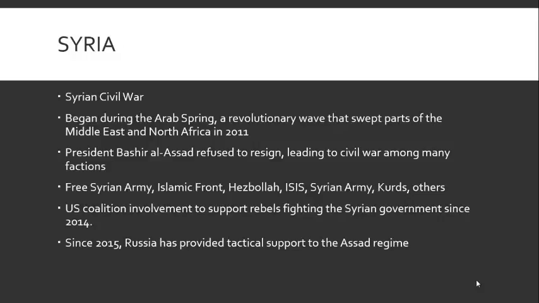Since 2015, however, Russia has been providing tactical support to the Assad regime. Now, there are some differences between the U.S. and the Russian involvement in this conflict. American planes have been using mostly what we would call, in military terms, quote-unquote, smart bombs. These are GPS-guided bombs, and because they're guided by GPS, they can hit their targets very accurately.